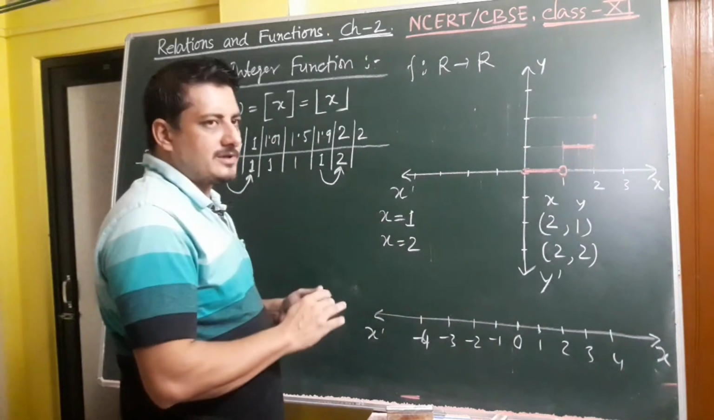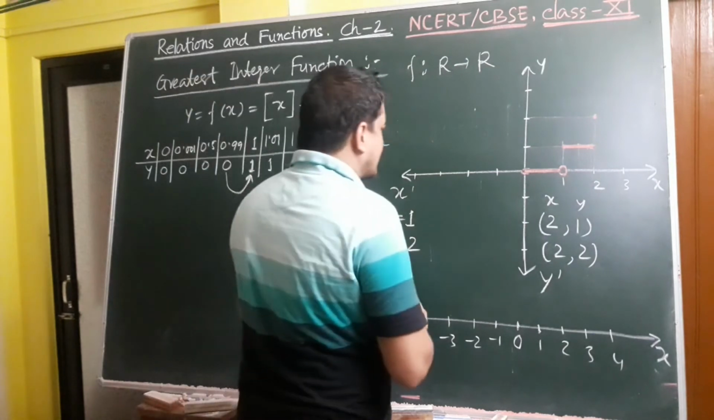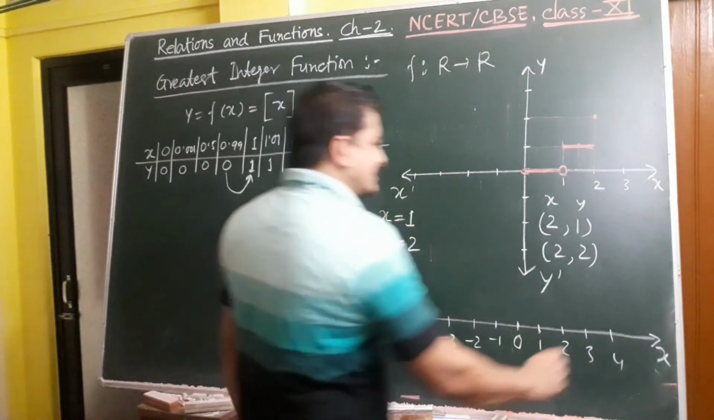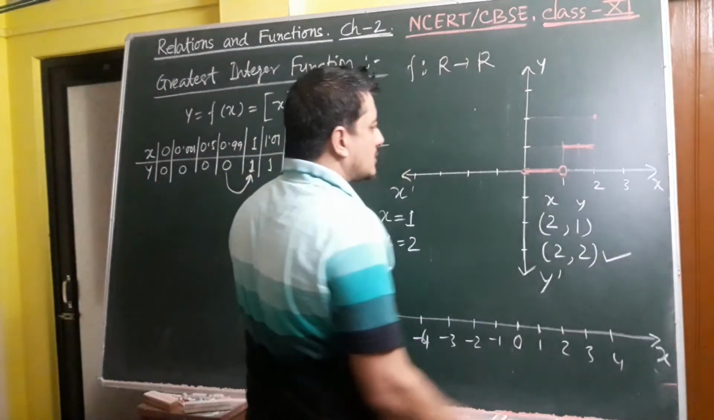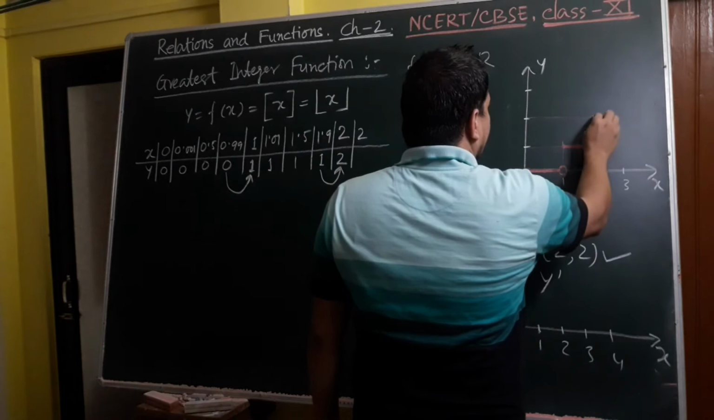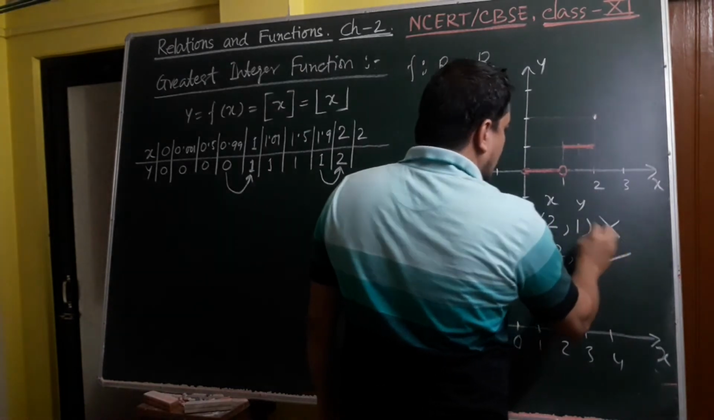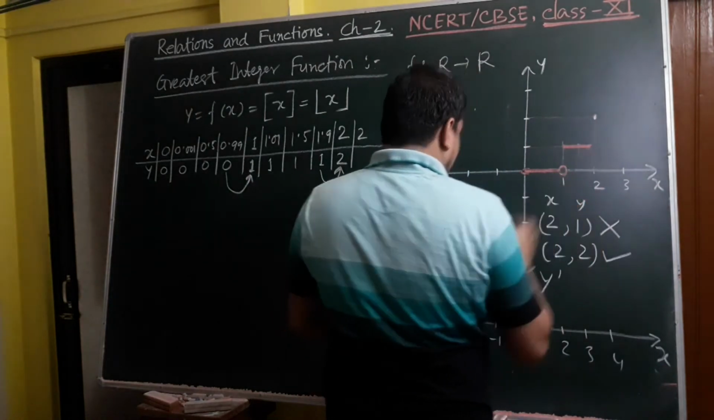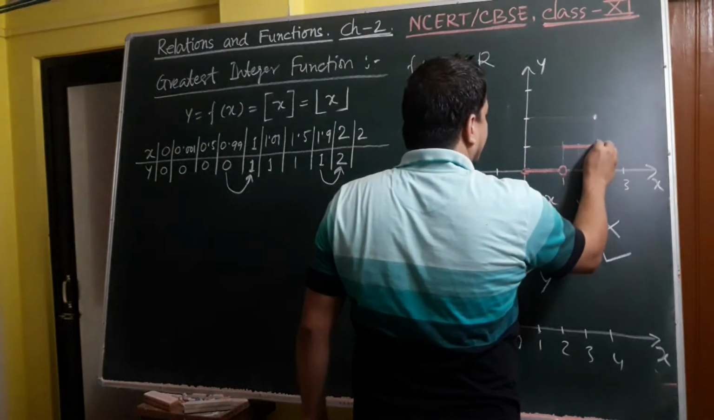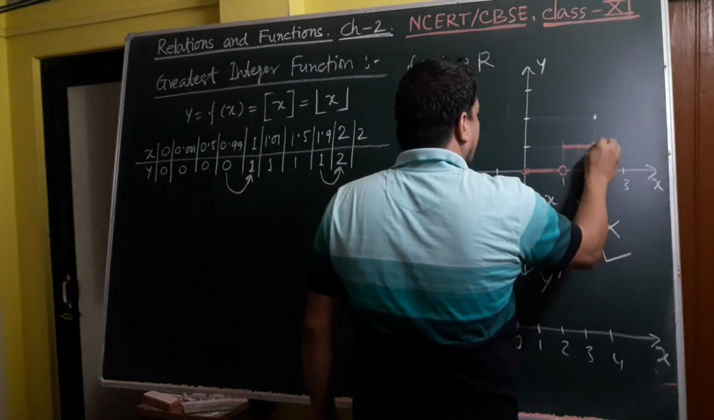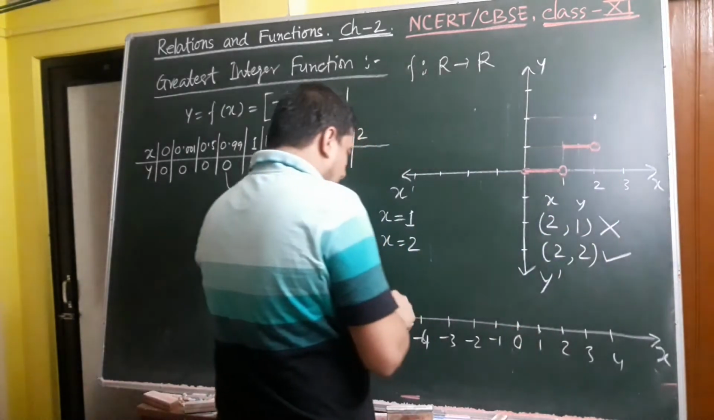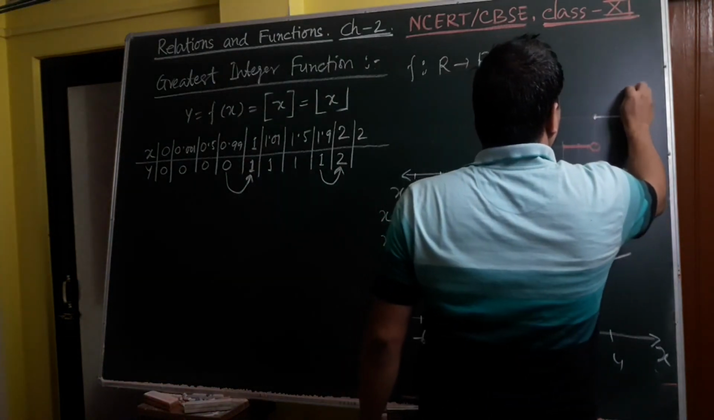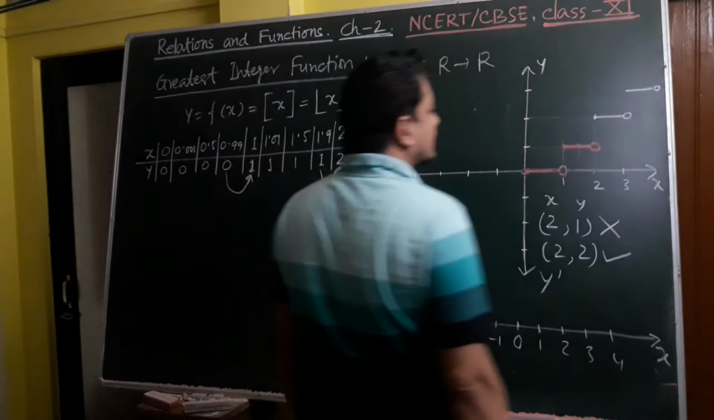Only one point will be the part of the function. So which one is the part of the function? This one, (2, 2). (2, 2) is the part of the function, but (2, 1) is not the part of the function. So (2, 1) is this point. To indicate that this is not part of the function, we shall show it with the help of a small hollow circle. So the pattern actually repeats, it goes on like this.